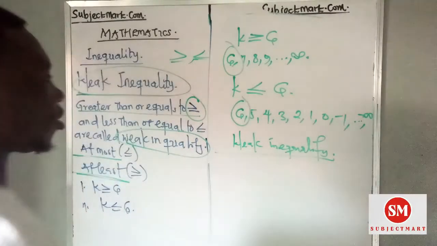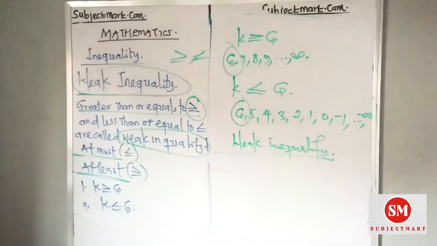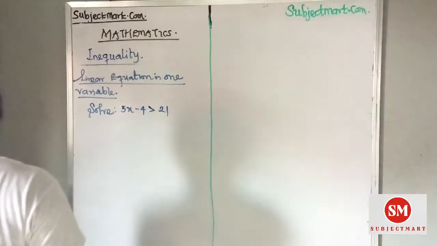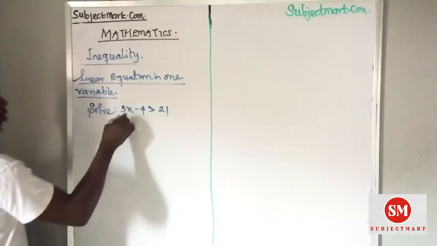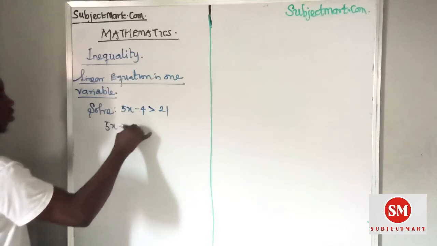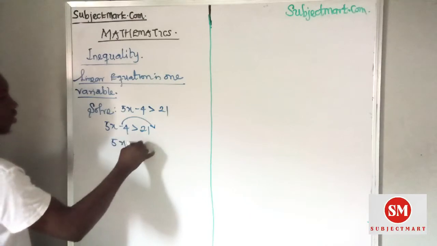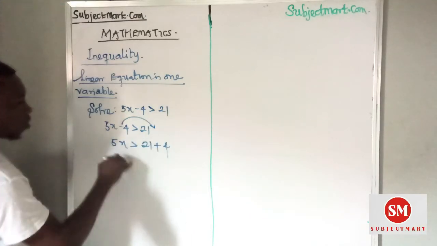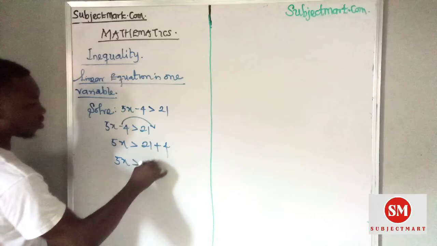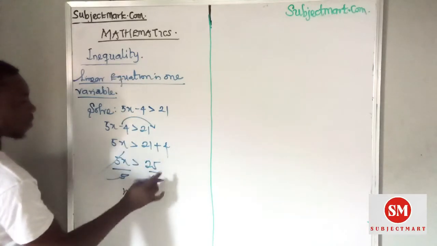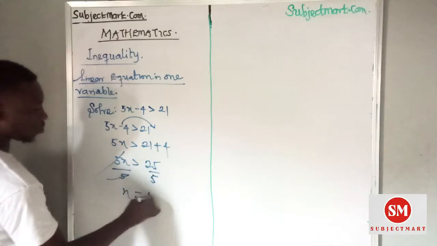So let us try to work through questions and attempt them to see what inequality really is. Now, we have here a linear inequality in one variable. Look at this: 5x minus 4 is greater than 21. Collecting like terms, 5x is greater than 21 plus 4, so 5x is greater than 25. Dividing both sides by 5, x is equal to 25 divided by 5, which gives us the value.